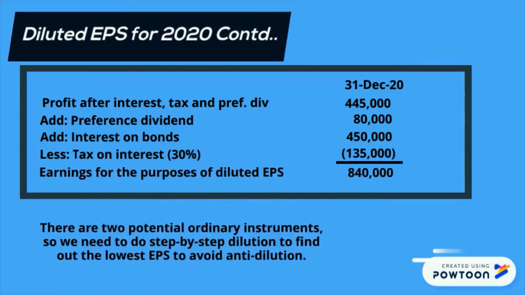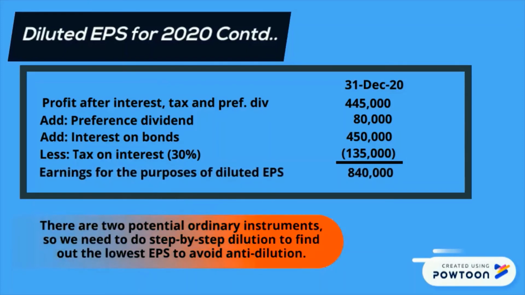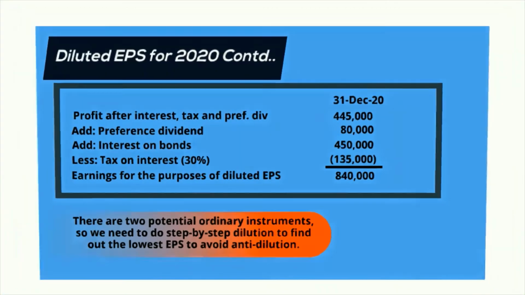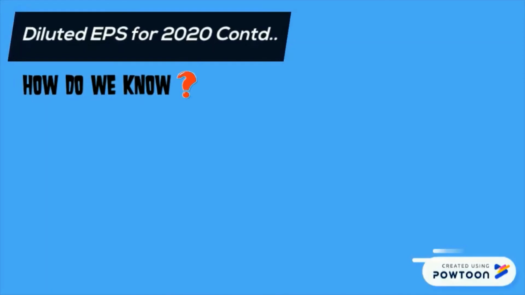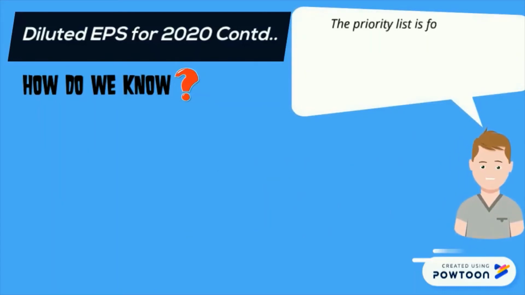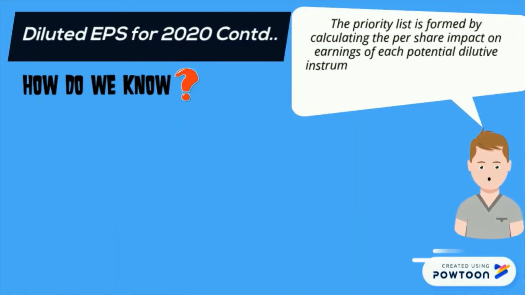As there are two potential ordinary share instruments, we'll need to do a step-by-step dilution to avoid anti-dilution. Anti-dilution happens when the adjustment for a potential ordinary share instrument increases the EPS instead of decreasing it. This could potentially misstate the EPS, but the question is, how do we know which instrument to take first? The answer is simple, we form a priority list. The priority list is formed by calculating the per-share impact on earnings of each potential dilutive instrument and preference is given to the one with lowest per-share impact.